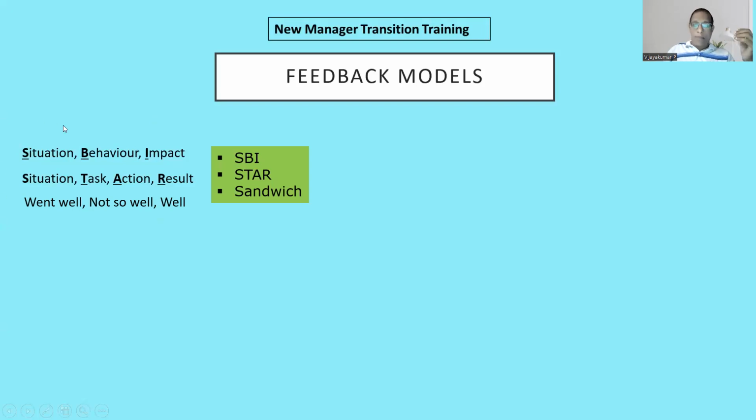And there are some other models like CDAR. In CDAR, they talk about the context in which they are giving this feedback, and then they give an example also, and then they diagnose, basically why this happened, what was the root cause, and then they also talk about the action. Going forward, what action needs to be taken and when it can be reviewed. So it is called CDAR: context, example, diagnosis, action, and review.